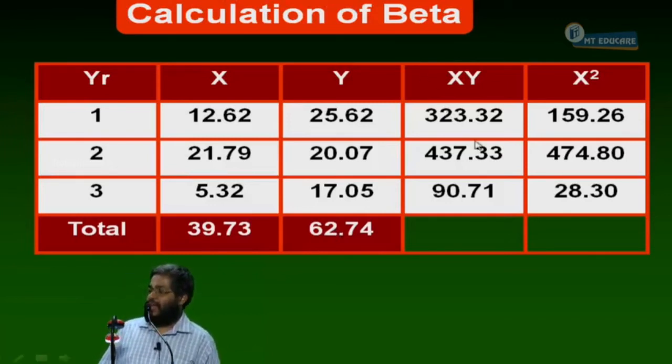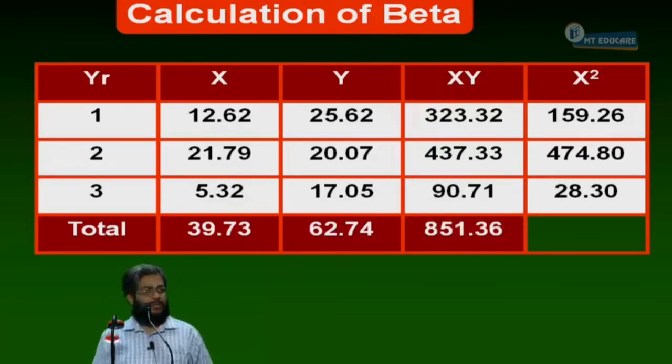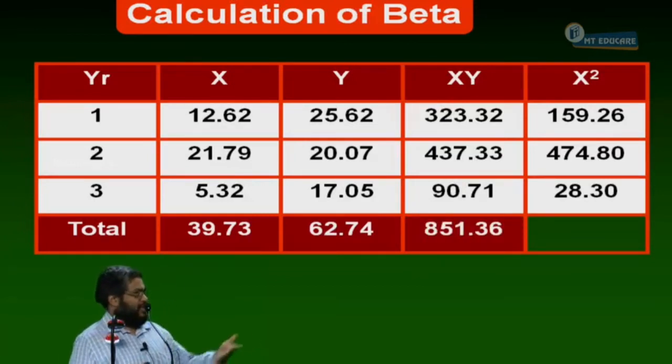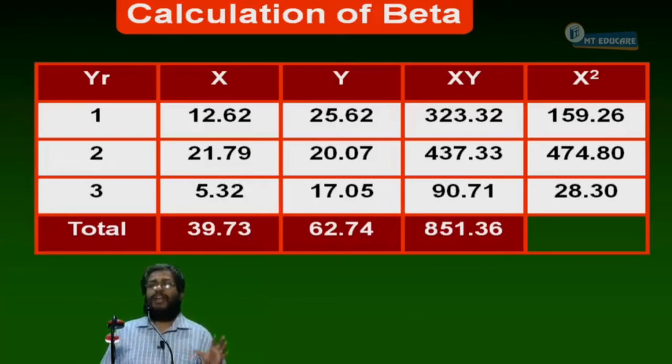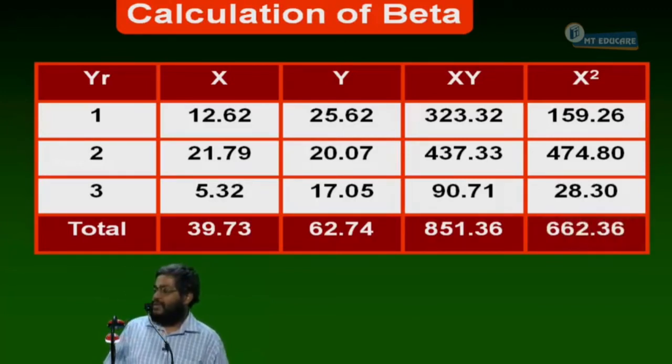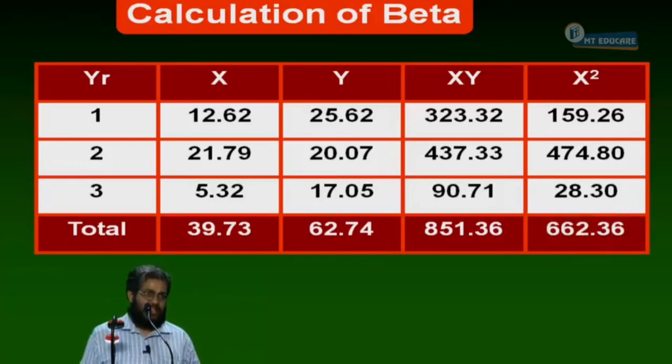X into y, what is the total? 851.36. Are you involving yourself in writing or not? What is 851.36? Sigma xy. Total of x square. Please everybody wait, let everybody do. What is the number? 662.36, nothing but sigma x square. I hope everybody is following.